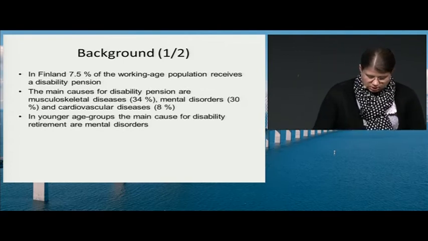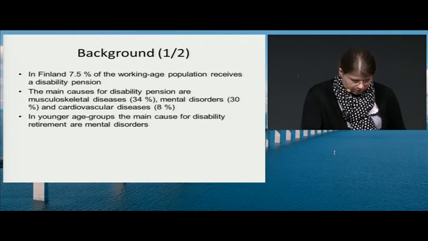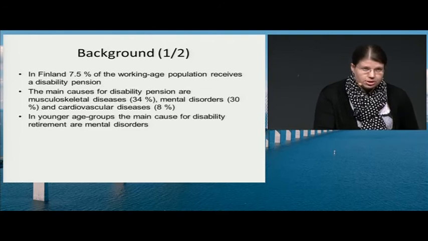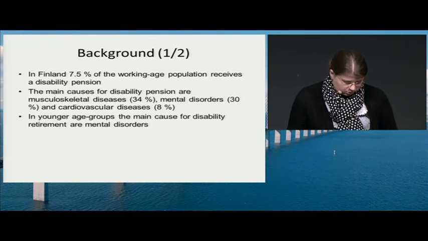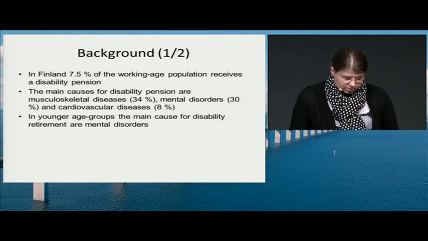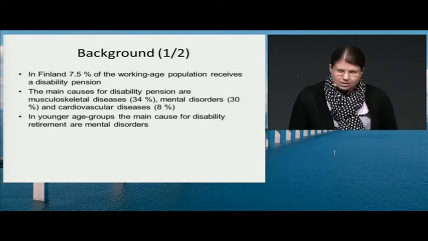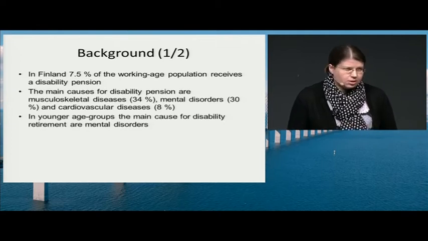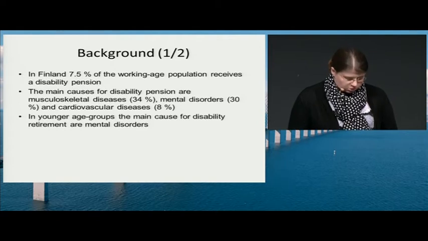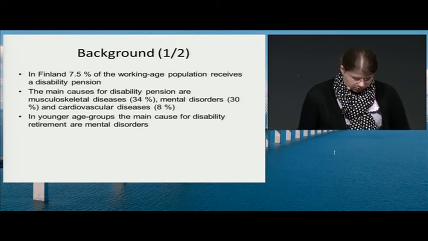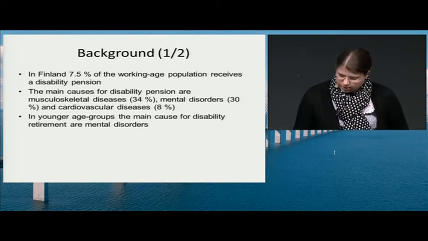And background. In Finland, 7.5% of the working age population receives a disability pension. This number is a little bit higher than in OECD countries as usual. The main causes for disability are musculoskeletal diseases, mental disorders, and cardiovascular diseases. In younger age groups, the main cause for disability retirement is mental disorders. The average age of disability retirement was 52 years in 2010.